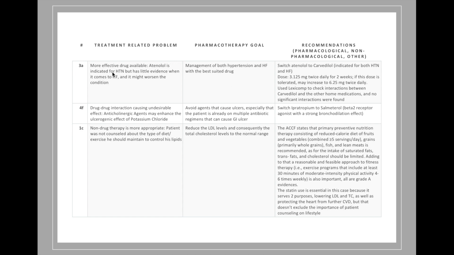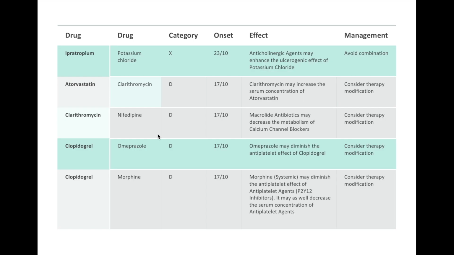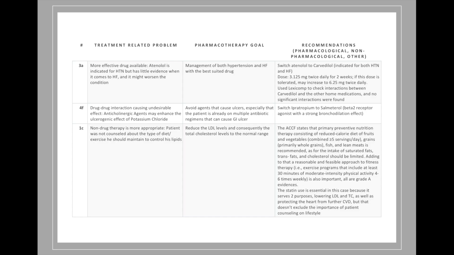Now, we go to the drug interactions. If you remember, we have a category X interaction between ipratropium and potassium chloride, so we shouldn't mix them together, and we can change the ipratropium to salmeterol, which is a beta-2 receptor agonist with a strong bronchodilator effect, achieving the same mission as the ipratropium.